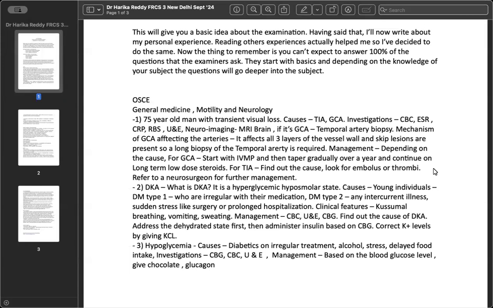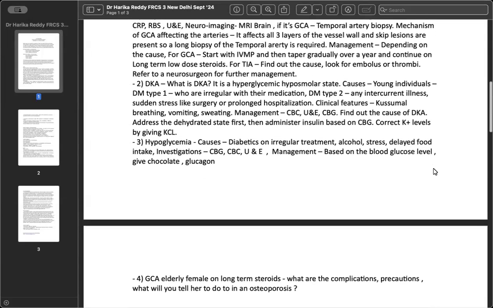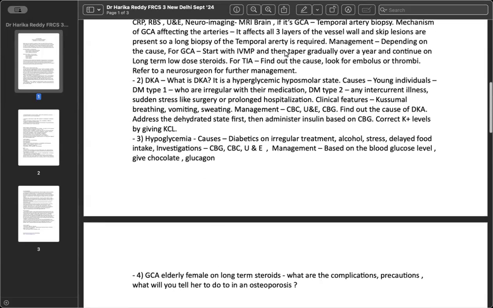You basically find out why the patient has TIA, and then you refer to the neurosurgeon for further management. However, if the patient has giant cell arteritis, then you start with IVMP, and after 3 days, you go on oral steroids, 1 mg per kg body weight, and then taper gradually over a prolonged 1 year.